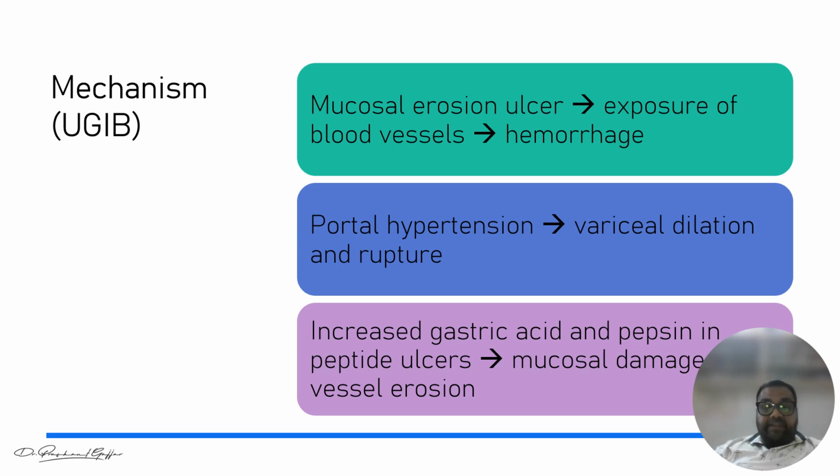Third one, when there is increased gastric acid and pepsin, which leads to a peptic ulcer, they damage the mucosa of the stomach, and vessel erosion occurs, just like the first mechanism. In all these three mechanisms, there is vomiting of blood, which we call hematemesis, right? Now let's see the causes of lower gastrointestinal bleeding, lower GI bleeding.